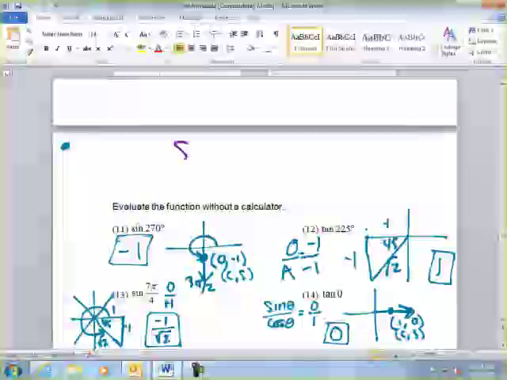I want to look at the sine of 4 pi over 3.